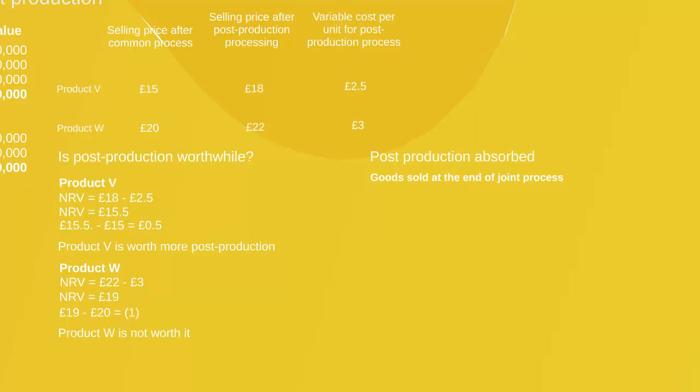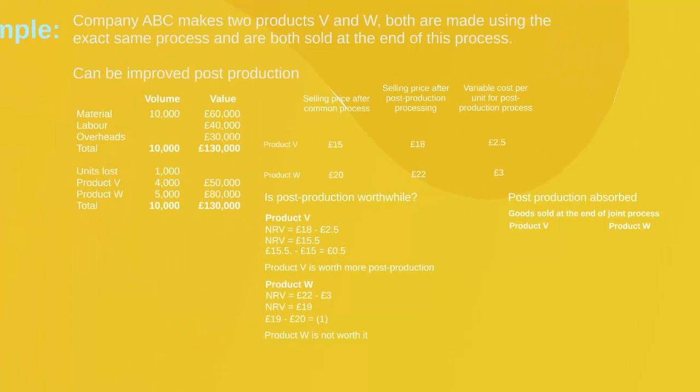goods sold at the end of the joint process. We need to calculate the total value of goods sold at the end of the joint process first, and then we can equate that against goods sold at the end of the post-production process. So, product V and product W.